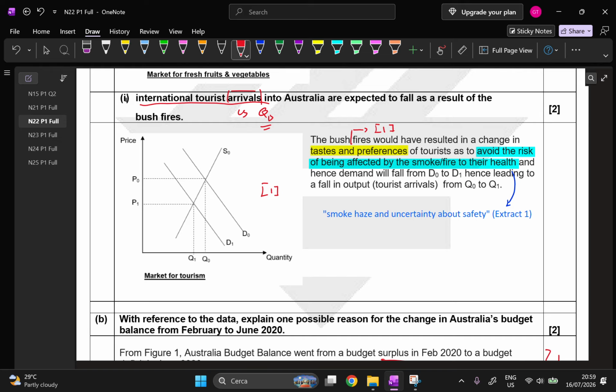It's because I need to identify a demand factor, right? So my demand factor is tastes and preferences. They didn't put it in the mark scheme, but I feel that it's good to have. If you flip to extract one, you see this particular phrase: they talk about smoke haze and uncertainty about safety. Because of this uncertainty, people perceive travel to Australia to be more dangerous. That's why their tastes and preferences have been altered. So now people do not like to go to Australia as much anymore. So their demand for travel to Australia will decrease from D0 to D1. And therefore, my output, or tourist arrivals, or my market equilibrium quantity will decrease from Q0 to Q1. Okay.